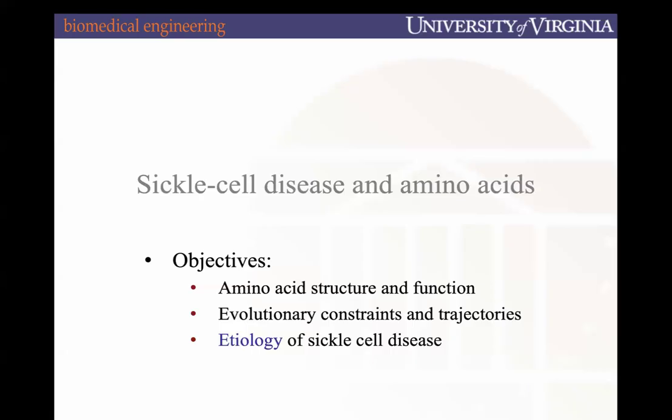Okay, I'm going to stop. I'm going to switch to the content now. So today we're going to be focusing on discussing amino acids and proteins, trying to understand their structure and function, and applying them to sickle cell disease. We're also going to be talking about the evolutionary constraints that determine amino acids and protein structure. And we're going to be applying all of this to sickle cell disease and understanding how amino acids and proteins relate to the etiology of sickle cell disease.